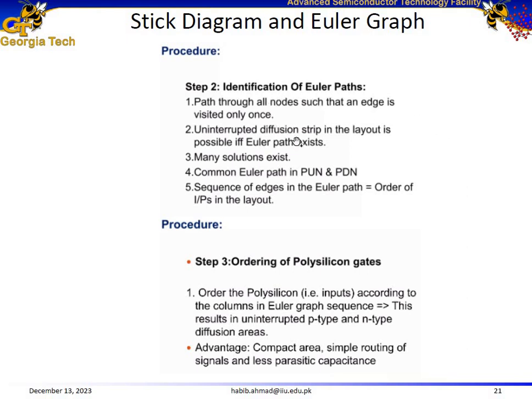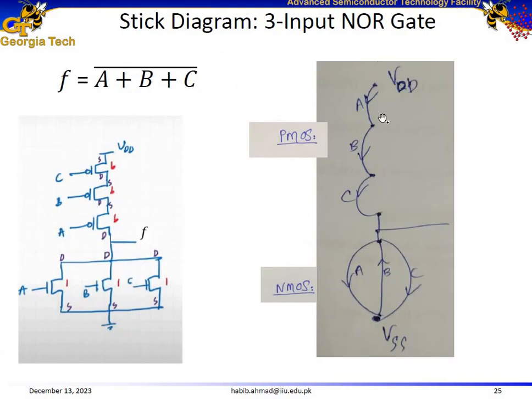How do you make the Euler path? Path through all the nodes such that an edge is visited only once in both the pull-up network and in the pull-down network. So for example, for this, as already discussed, the rule is we have to traverse through all the edges exactly once. So we traverse through this edge, then we travel through this edge, then we travel through this edge, and the Euler path becomes ABC for the pull-up network.